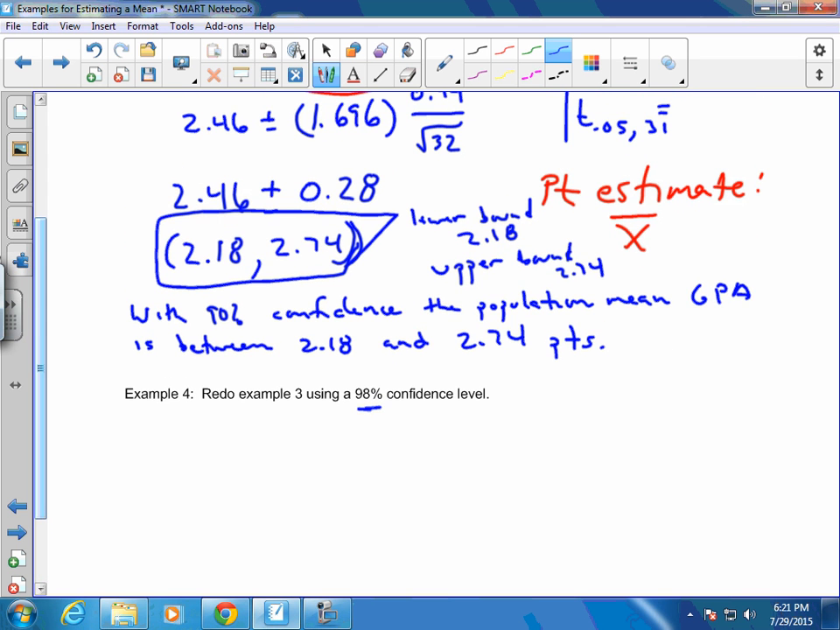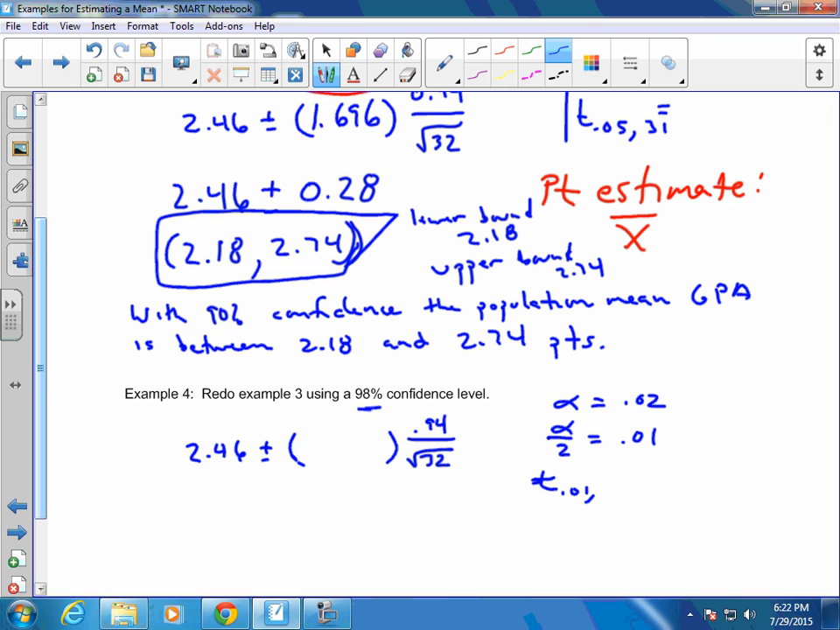Well, look at what's not going to change. The sample mean's not going to change. The sample standard deviation is not going to change. Our sample size is not going to change. The only thing that's going to change is our critical t-value. If it's 98% confidence, alpha is 2% or 0.02. Alpha divided by 2 would be 0.01.